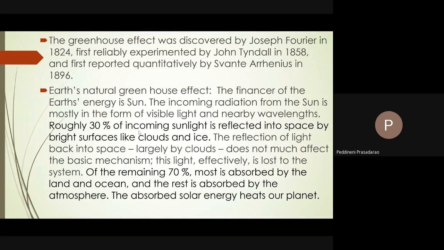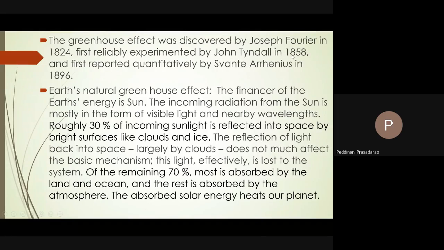As I said, global warming is not today's business. It is not a phenomenon that we are seeing only today; it was there earlier also. So let us look at the Earth's natural greenhouse effect. That means Earth had a natural greenhouse effect, but in recent times, for various reasons, it has been enhanced.